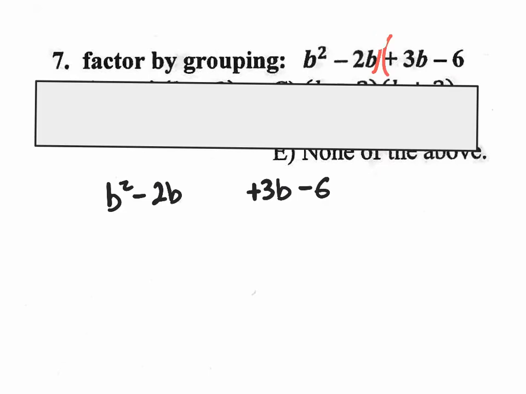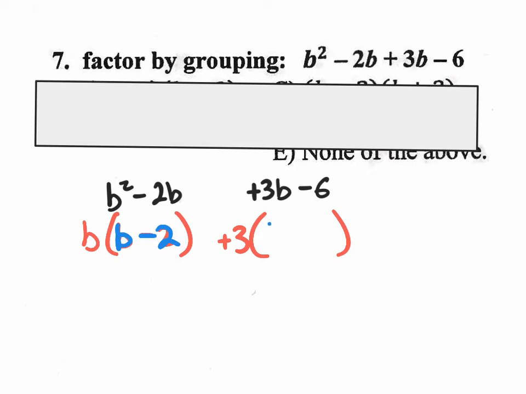Actually, rewrite the whole thing and leave some space between the first group and the second group. And then factor out what you can from the first group. So on the first group, I could pull out a B. If I do pull out a B, I'll have a B minus 2 left over. Let me do that in blue. Bless you, by the way. Thank you. And then on the other one, I could pull out a 3, a positive 3 that is.